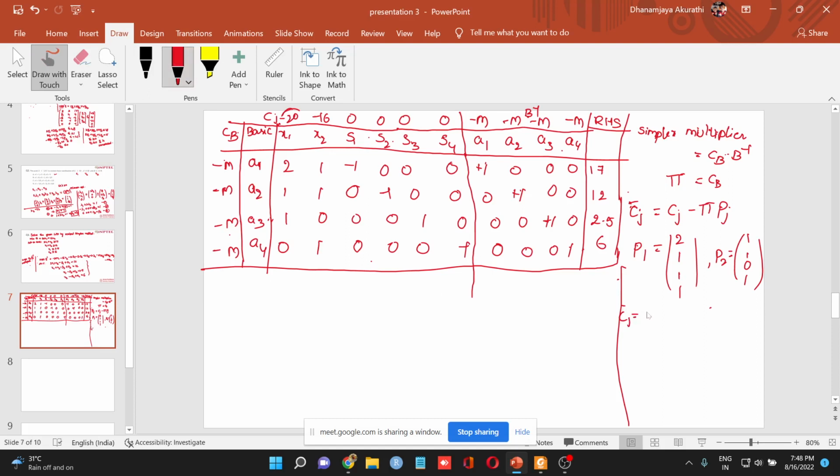Here C1 bar is equal to minus 20 minus the row matrix of minus m, minus m, minus m. And Pj is the column matrix. Here Pj means for P1, P1 is 2, 1, 1. Then we get again the row matrix or element. Just do it and tell me what is the element here. Element you may get.